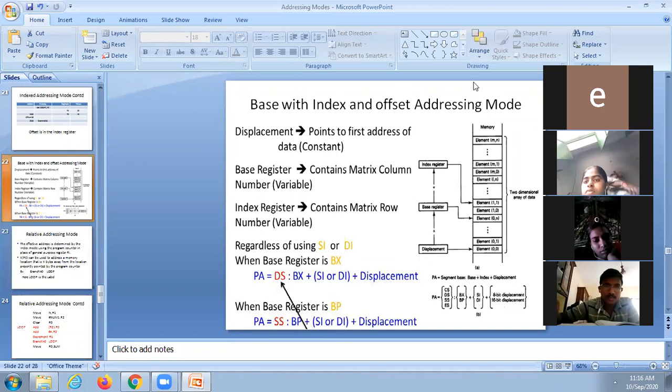For such types of problems, we are going to use this type of addressing mode instructions. This is the one without displacement. This is base with index. If you remove the displacement, then it is base with index. If you add the displacement here, it is base with index and offset address.